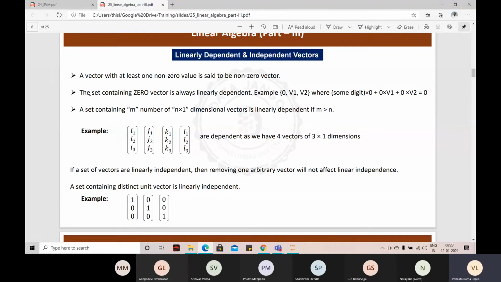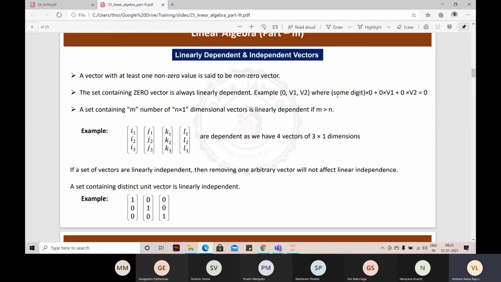And a set containing a 0 vector is always linearly dependent. That means you have 4 vectors like these, and one of the vectors has all zeros: K1 is 0, K2 is 0, K3 is 0. Then this whole set is called linearly dependent.